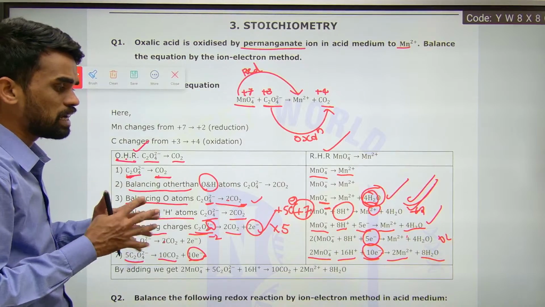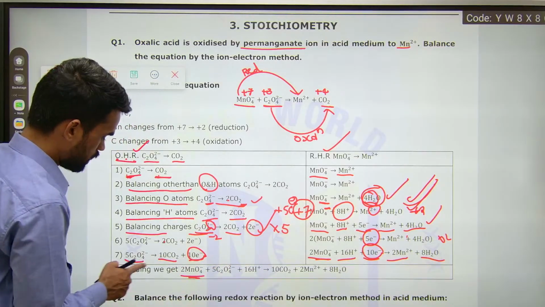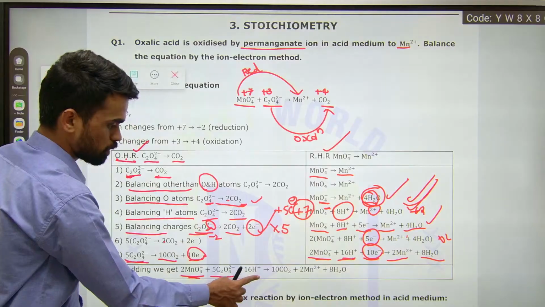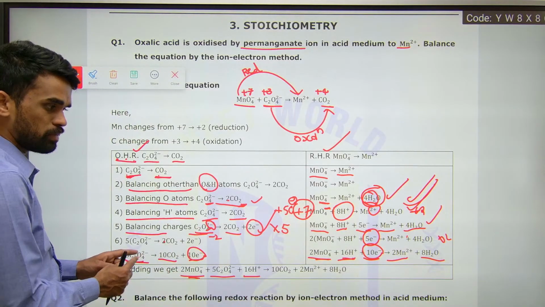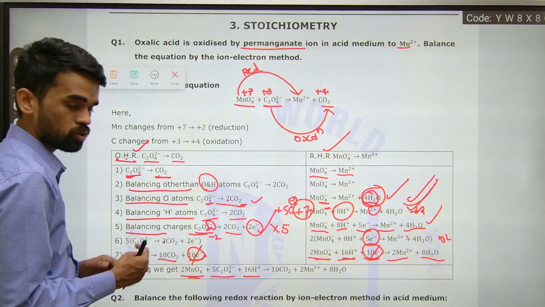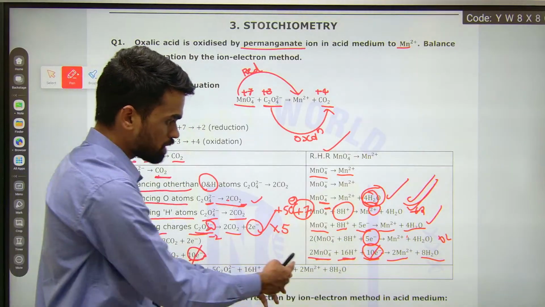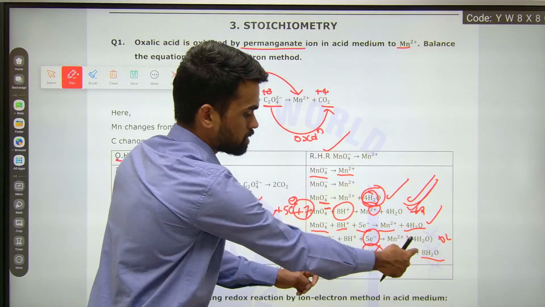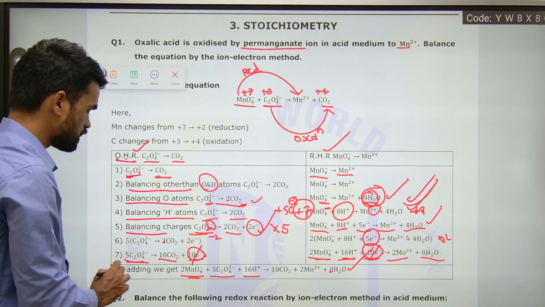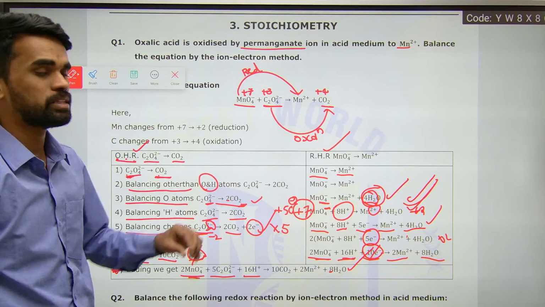So the final equation we are going to get: 2 MnO4 minus, 5 C2O4 2 minus, 16H plus. Is there any remaining thing on the reactant side? No, because the electrons get cancelled out. So this gives rise to 10 CO2 plus 2 Mn plus 2 plus 8H2O. We got our final equation. So this is a balanced redox reaction equation by the ion electron method in acidic medium.